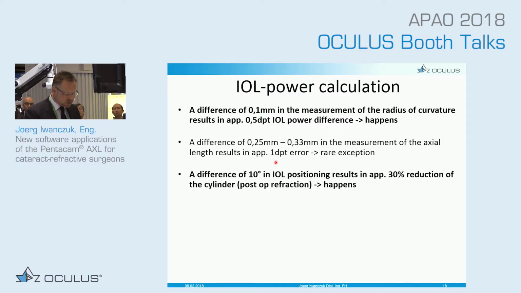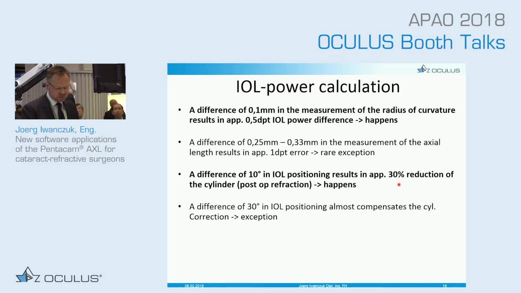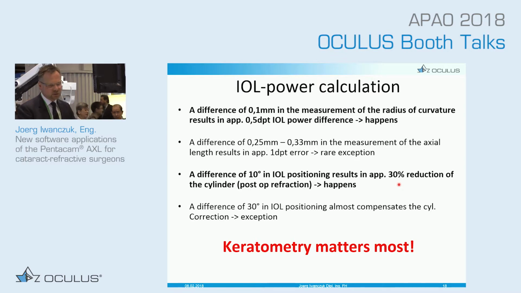But when it comes to the positioning of toric IOLs, a misplacement of 10 degrees reduces the effect by approximately 30%. So you see how sensitive this toric IOL calculation is: positioning, implantation, stability, surgically induced astigmatism, so many parameters come together, and that makes it often very hard to predict. Of course, with misplacement of 30 degrees, you lose almost the whole effect. So keratometry matters most, and that's my take-home message for you when you do IOL power calculation.